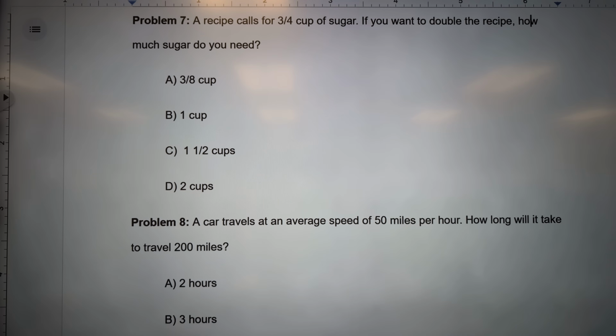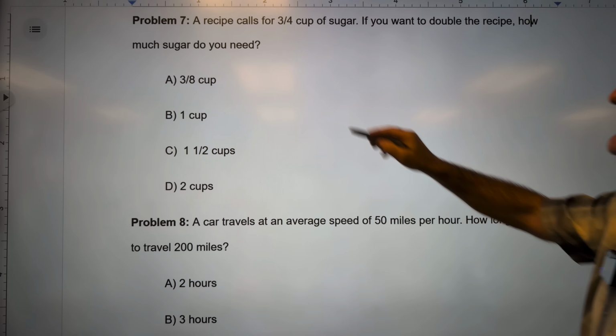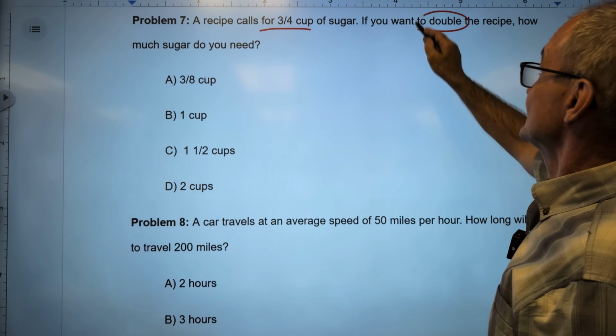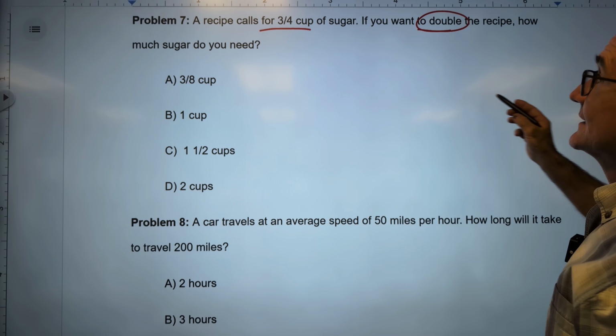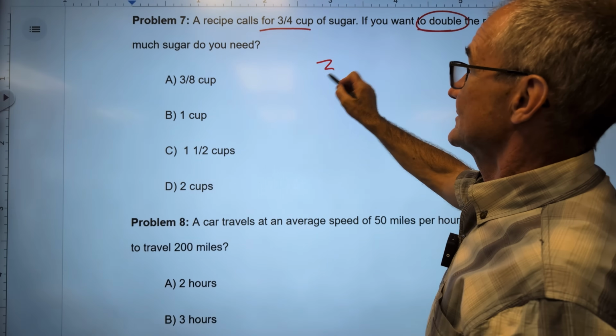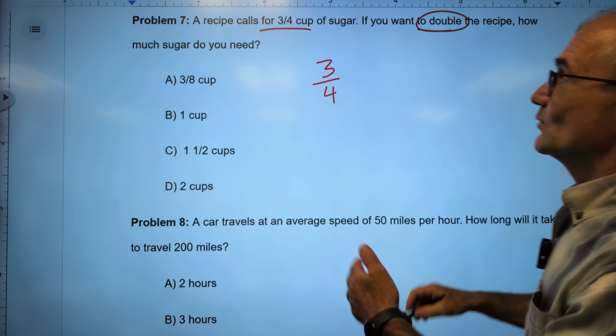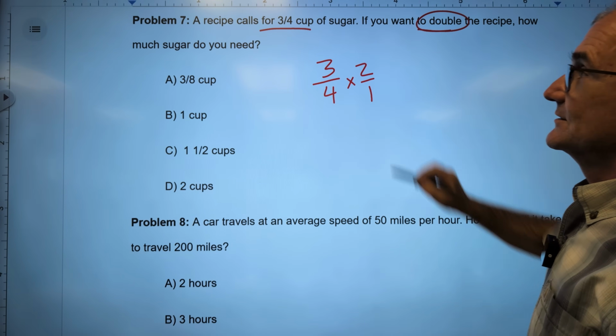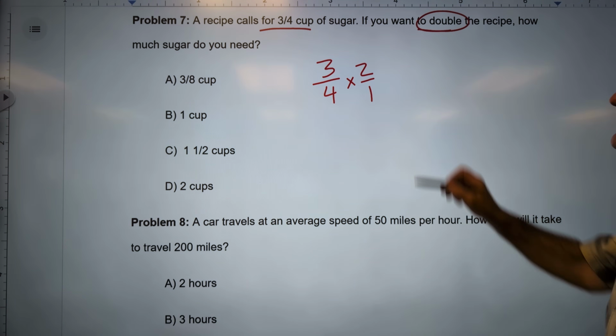Problem number 7. So jumping all over. A recipe calls for 3/4 of a cup of sugar. If you want to double the recipe, how much sugar do you need? So no picture on this one. I am starting from 3/4. I want to double, right, times 2. The recipe, how much sugar do I need?